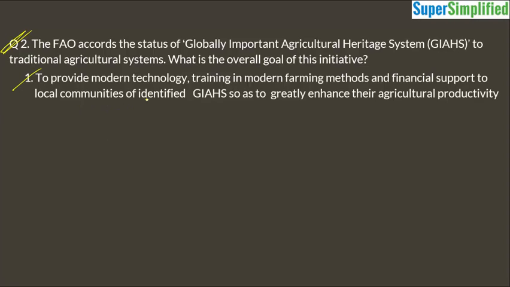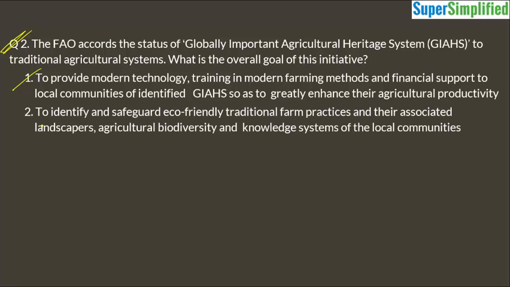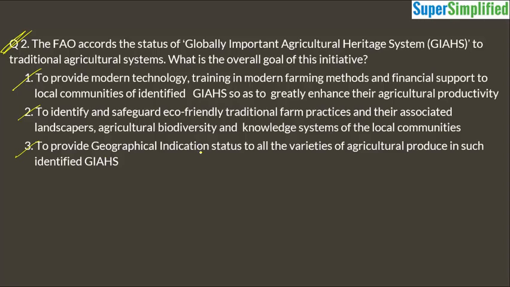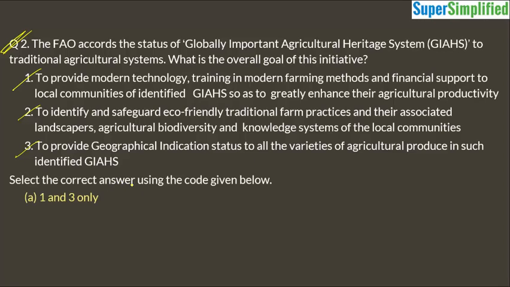So statement 1, to provide modern technology, training in modern farming methods and financial support to the local communities of identified GIAHS so as to greatly enhance their agricultural productivity. Statement 2, to identify and safeguard eco-friendly traditional farm practices and their associated landscapes, agricultural biodiversity and knowledge systems of local communities. Statement 3, to provide geographical indication status to all the varieties of agricultural produce in such identified GIAHS. Select the correct answer using the code given below. A, 1 and 3 only, B, 2 only, C, 2 and 3 only, and D, 1, 2 and 3.